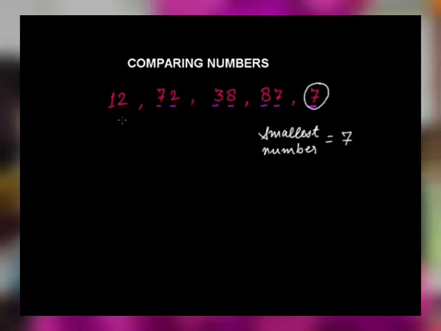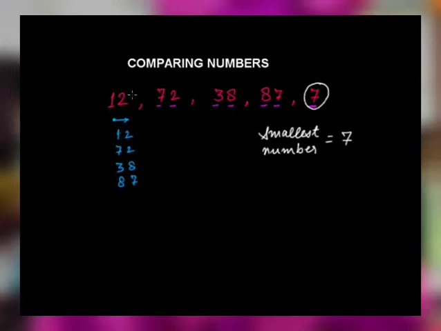Here, write all those numbers that had 2 digits only in a single place. That is 12, 72, 38 and 87. Now what you have to do is, from the extreme left to the extreme right, you have to move in that direction and compare the digits. I'm repeating it again: from the extreme left to the extreme right, you have to move and then compare all the digits.